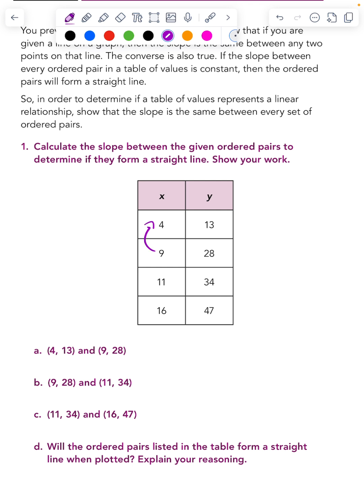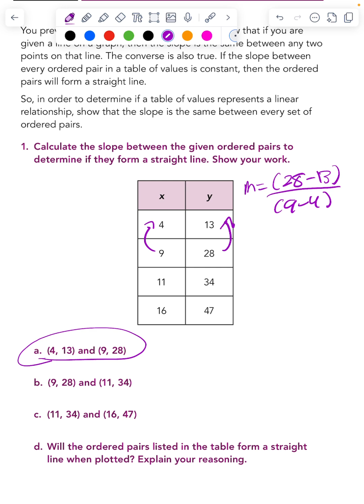So we're going to subtract to find your answer. I'm going to draw an arrow from 9 to 4, draw an arrow from 28 to 13, and I'm going to subtract. So I'm going to say 28 minus 13 over 9 minus 4, because it wants us to find the slope between those two pairs of points. So I know 28 minus 13 is going to give me 15 over 5, which gives me 3, right? 15 divided by 5, because remember, slope is the change of y over the change of x.